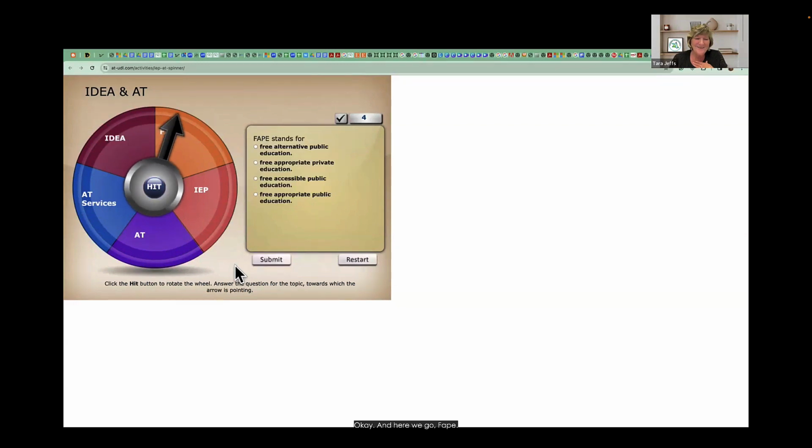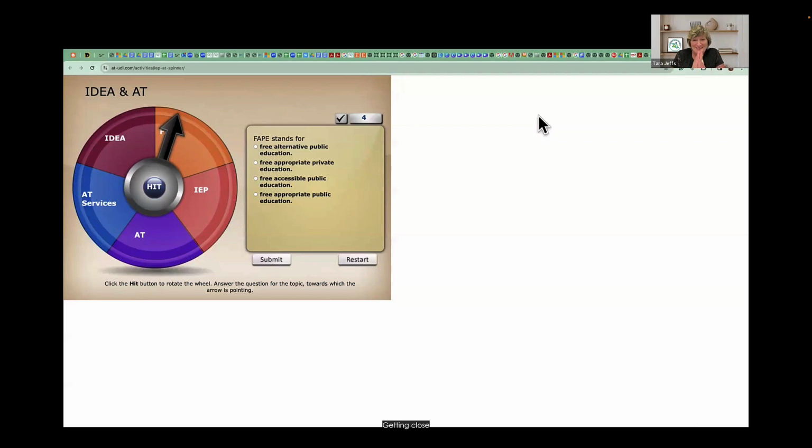And here we go. FAPE. FAPE stands for Free Alternative Public Education, Free Appropriate Private Education, Free Accessible Public Education, or Free Appropriate Public Education.